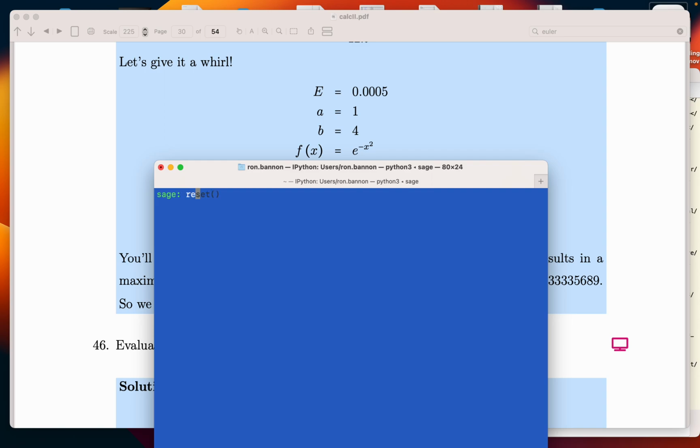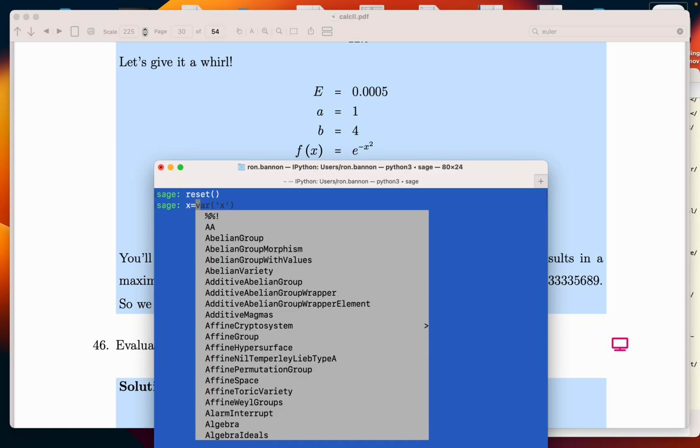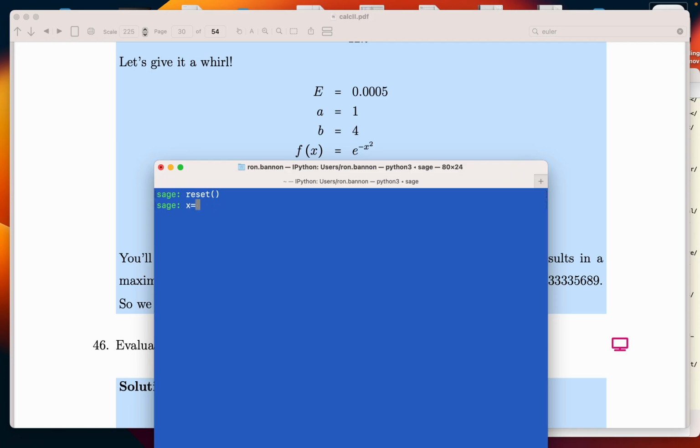I'm going to reset. Sorry about that. I'm going to define a variable x, and then I'm going to define a function f of x, and that function is going to be e to the minus x squared.